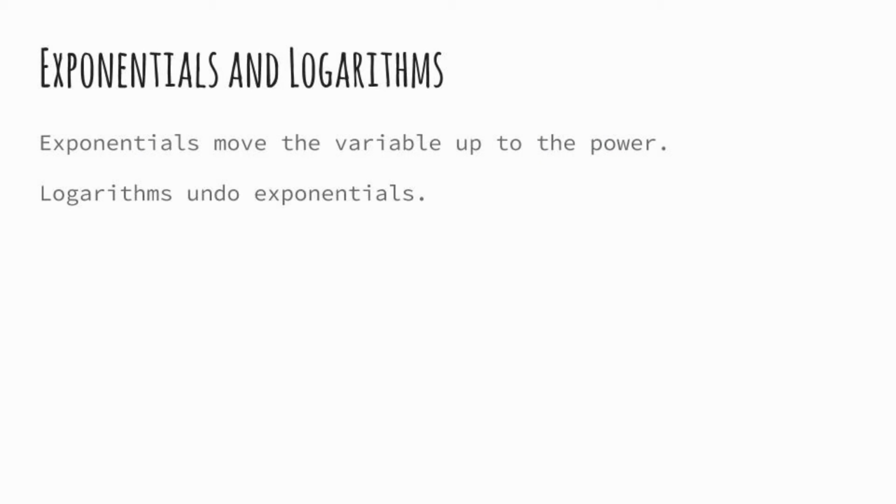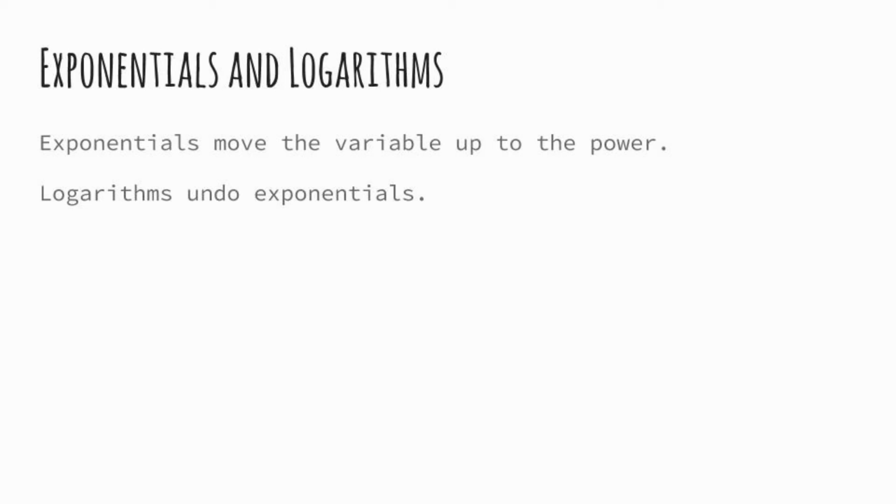Exponents move the variable up to the power. F of x equals a to the x, where a does not equal 0. Here, the base number stays the same, but the exponent changes depending on the x value you plug into the equation. X tells you how many times you multiply the base by itself to get your y value.